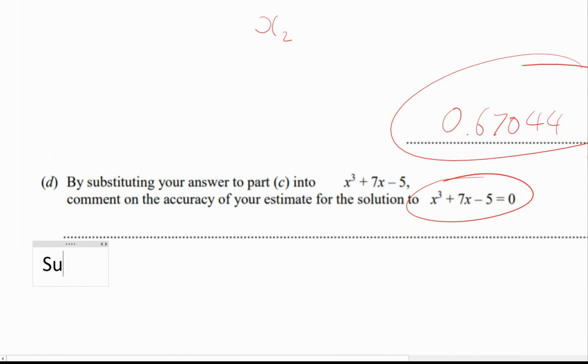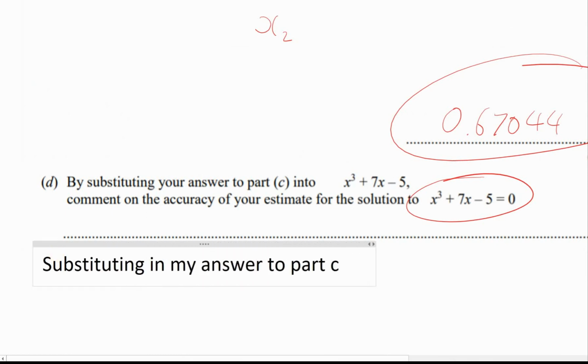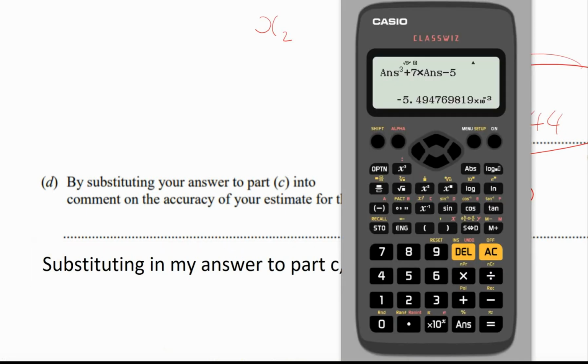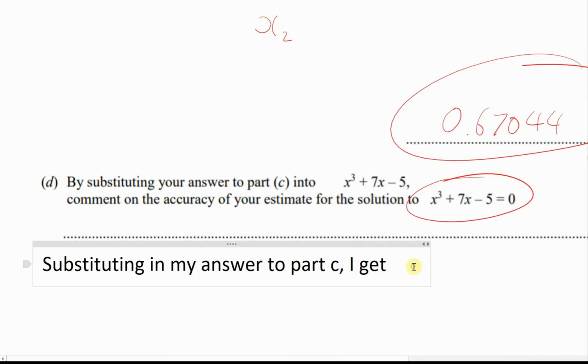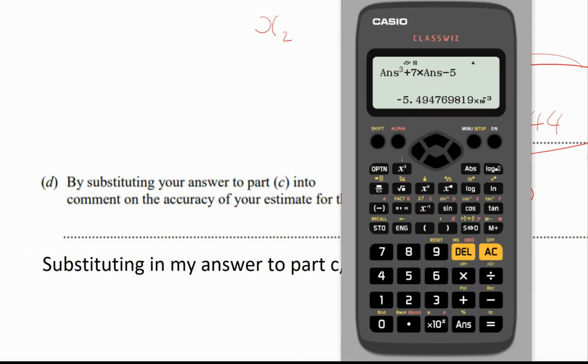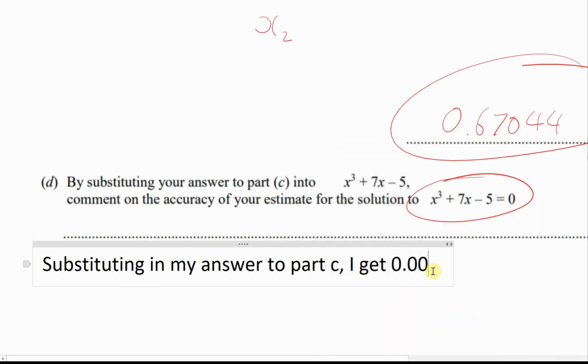So I would say, substituting in my answer to part C, I get, let's have this not in standard form, so it's 10 to the minus 3 here. That means there's 3 zeros before it, so it's going to be 0.00 and then that string of numbers, and that was 549. So that's going to be one part of the answer. We found out how accurate I am.